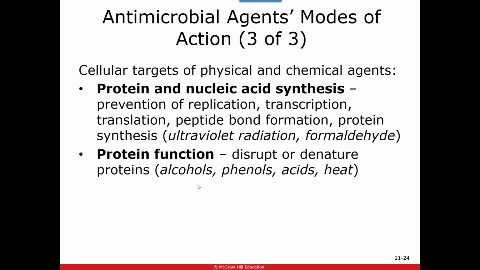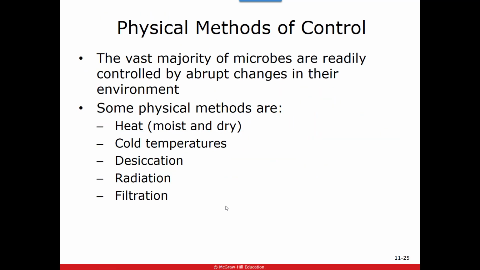And so I give a couple examples of different things that can stop making of proteins and nucleic acid, and various things that can disrupt proteins. Now, some of the physical ways that we can kill them: we can use heat, and there's moist heat and there's dry heat. Gotta keep saying the word moist.